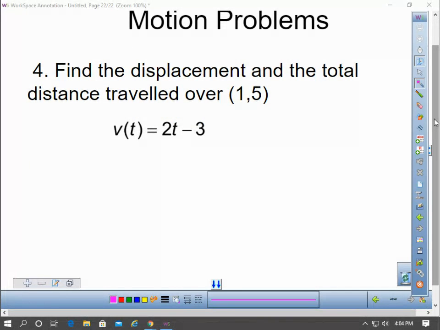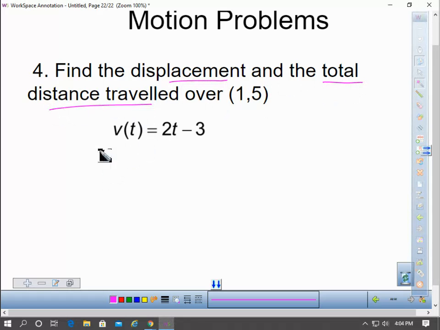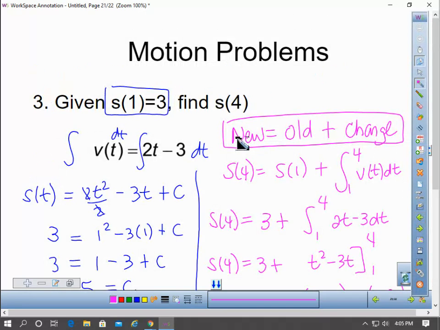All right, so for problem number 4, last thing, I want to talk about displacement and total distance traveled. The difference is if you want to just find your displacement, which means how far you have moved. Think about the problem I just did. My new position is my old position plus my change. This is displacement. How much I have displaced or changed from my old position will give me where my new position is.